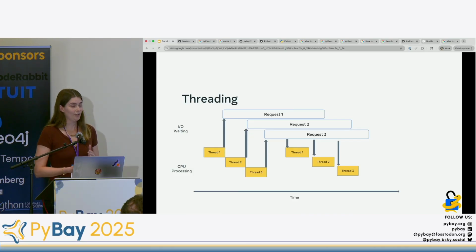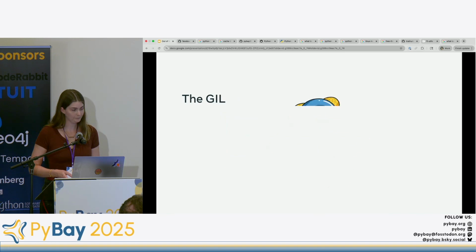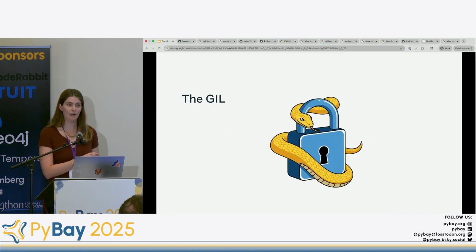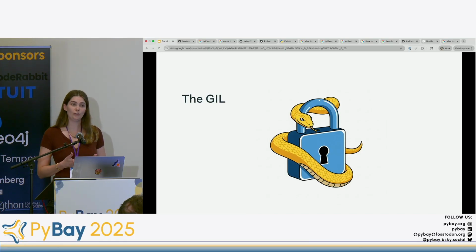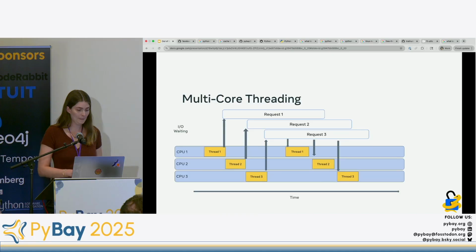Now note I say concurrency, we do not achieve parallelism with threading in traditional CPython. This is because of the GIL. The GIL is the global interpreter lock. It's been the frenemy of Python developers forever. It saves us from a lot of pain, but it also prevents us from running threads in parallel. So we really cannot utilize multiple CPU cores with threads.